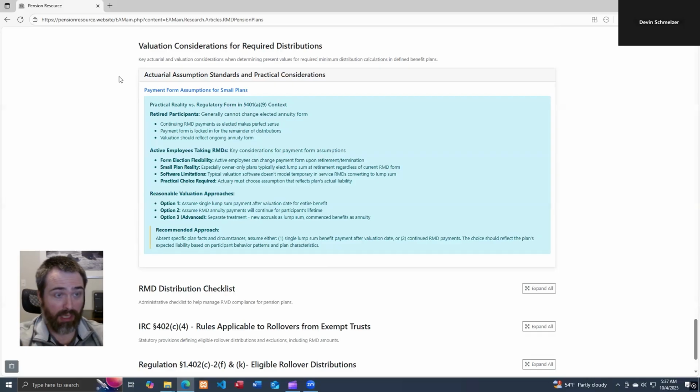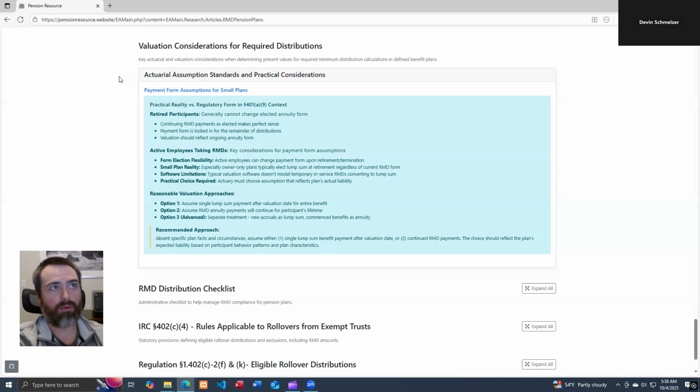Now back to an active employee who's taking required distributions. Their form of payment can change. If they elected a certain form of payment, then that can change. If they retire, then they get another option to change their benefit payments. And likely, if it's an owner-only plan, they'll take a single lump sum distribution. And if someone's 75, 80, the imminent timing of when they're going to terminate and shut down their business or retire can be any moment. It could be next year.